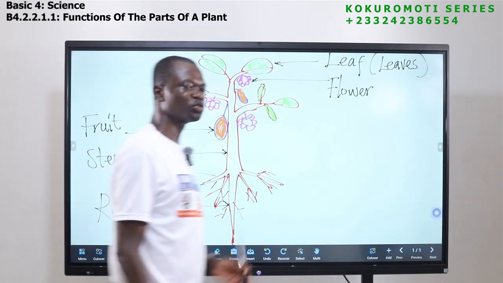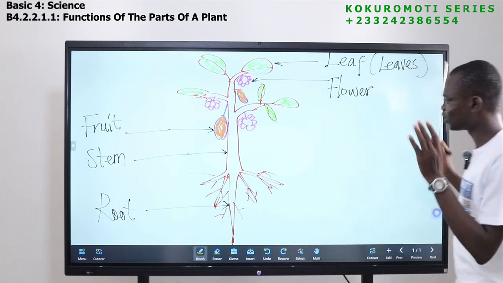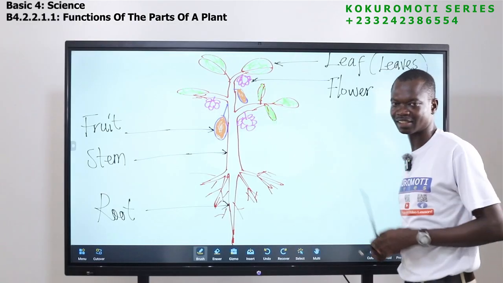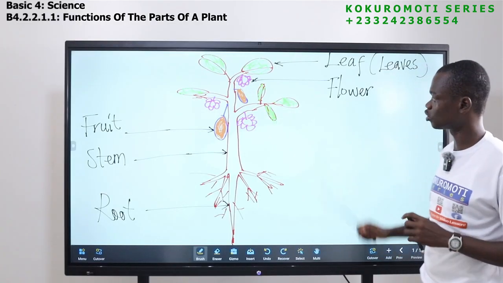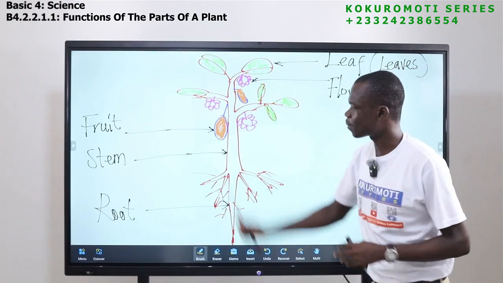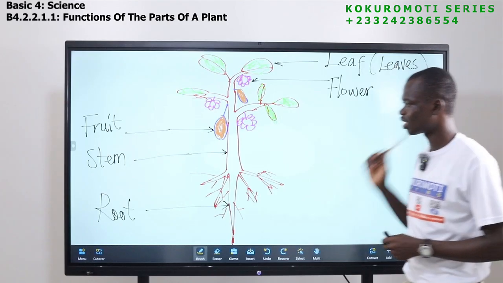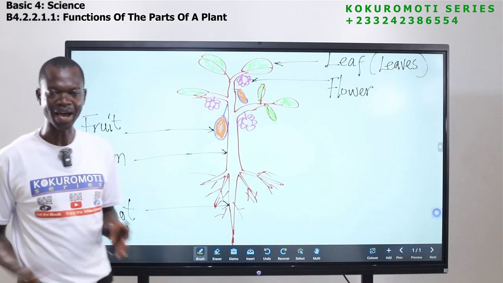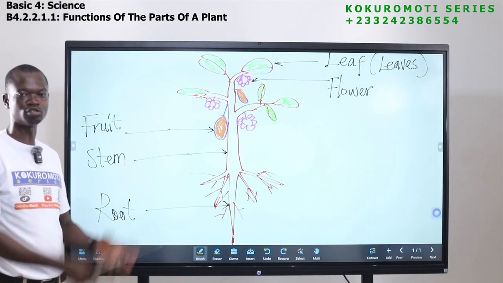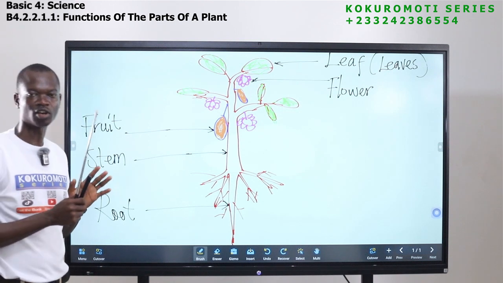So I'll ask you to draw a plant and label the parts. This is what I want you to do. You know, this is nice, but I know you can do better than this. So make sure you draw very beautiful plants and then you label the parts or name the parts. So this is what I expect you to do. Now listen to me. All the parts of the plants have functions, the work that they do. So we are going to look at the functions of each part.